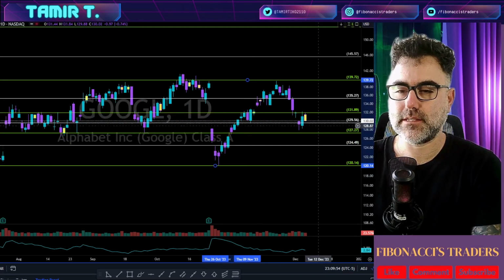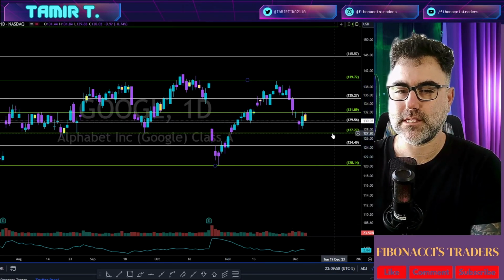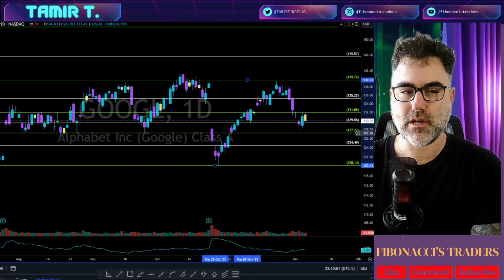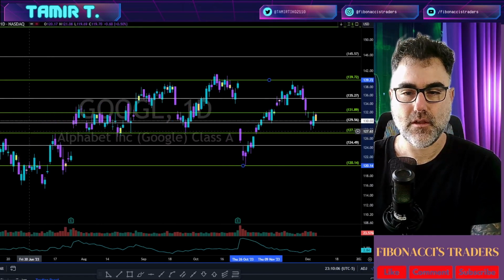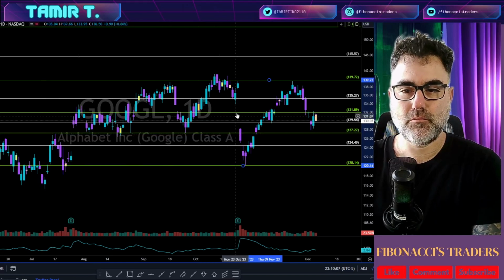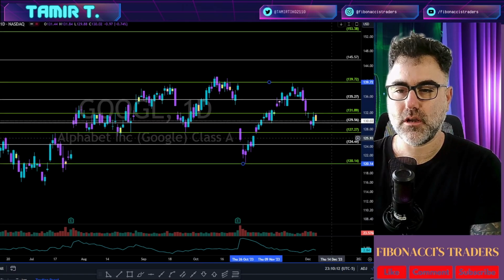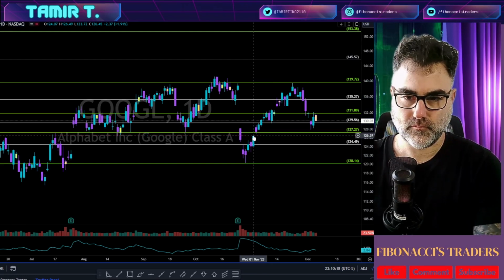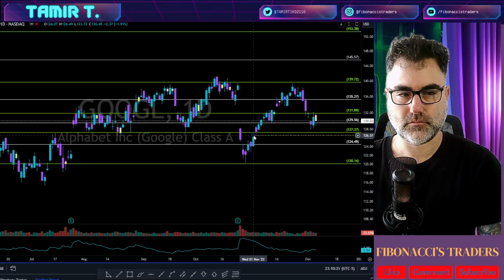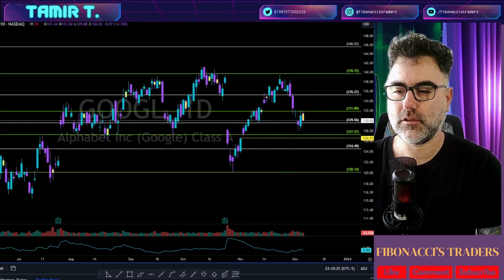This 130 area is the 50% retracement. Below it, 127. 127, look left. From a tough resistance to a major support, broke to the downside, now retesting it. All this area is support. Breaking down and under, we have a gap over here at 126.50. Below it, 124. Below it, 120.